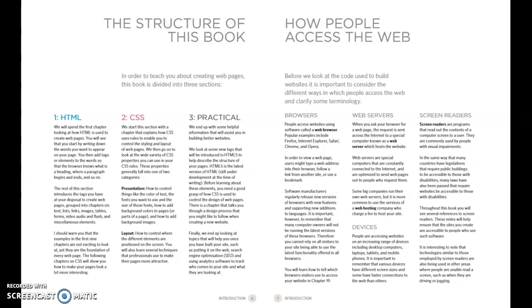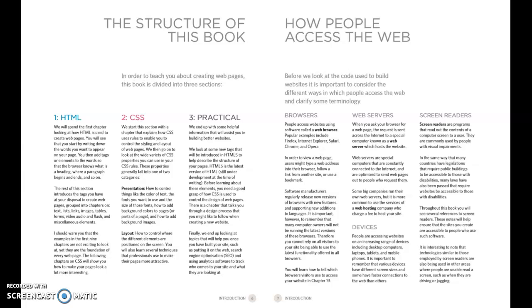So first of all, browsers. People access websites using software called web browsers. Popular examples would include Firefox, Internet Explorer, Safari, Chrome, and Opera. My favorite is Chrome. I like that it saves everything and works well with my Google account. Also, when we work throughout this book, it's best to view your websites in Chrome rather than Firefox or Internet Explorer.